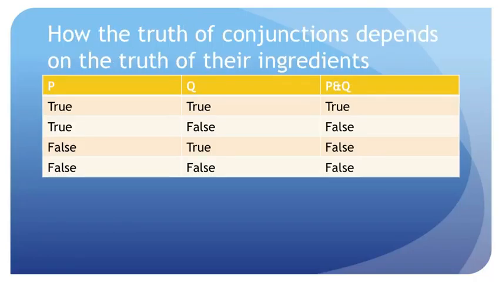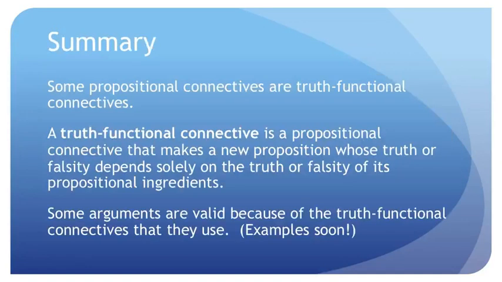So there again, the truth or falsity of the whole proposition depends on nothing other than the truth or falsity of the propositions that go into creating it, using the truth functional connective "and." And that's what shows that "and" in that usage is a truth functional connective. It's that the proposition that it creates by joining other propositions is a proposition whose truth or falsity depends on nothing other than the truth or falsity of the ingredient propositions that went into creating it. That's a truth functional connective.